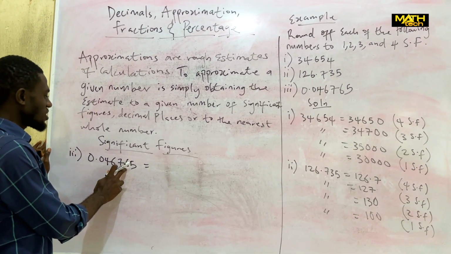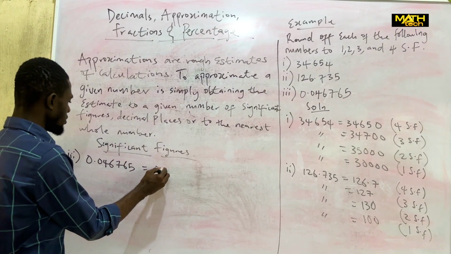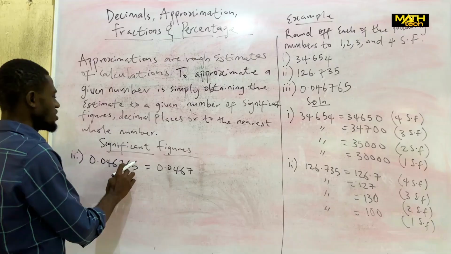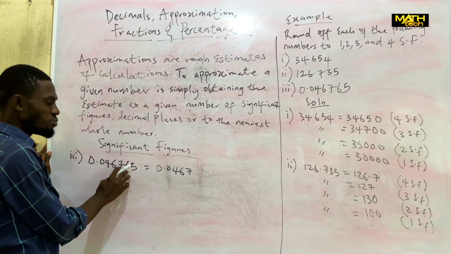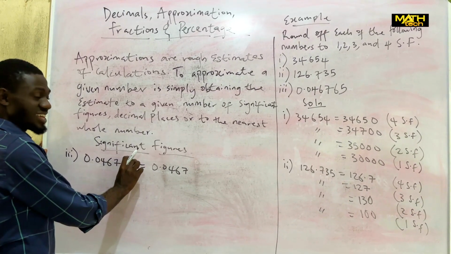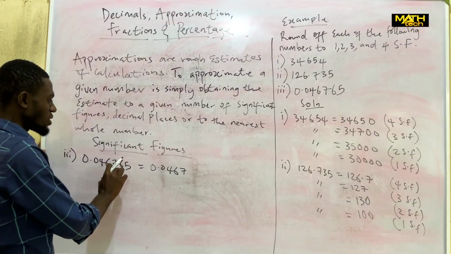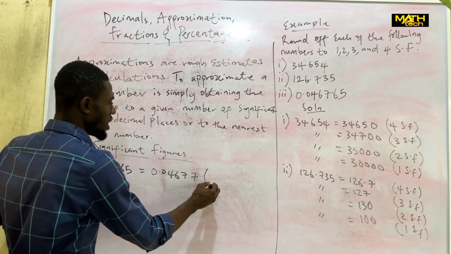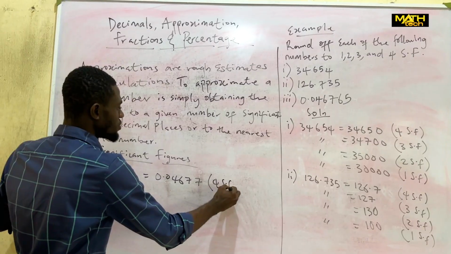So our first significant figure will be 0.04676, which is supposed to be the first value. But look at the fifth value. It is greater than or equal to 5. So we have to round this up by adding 1. We have here to be what? 7. And this will be our first significant figure.